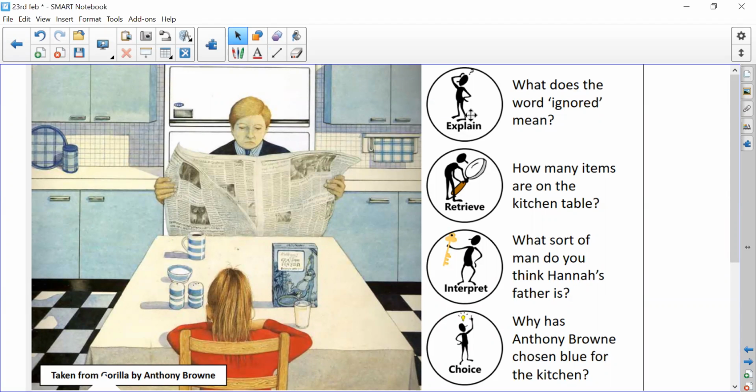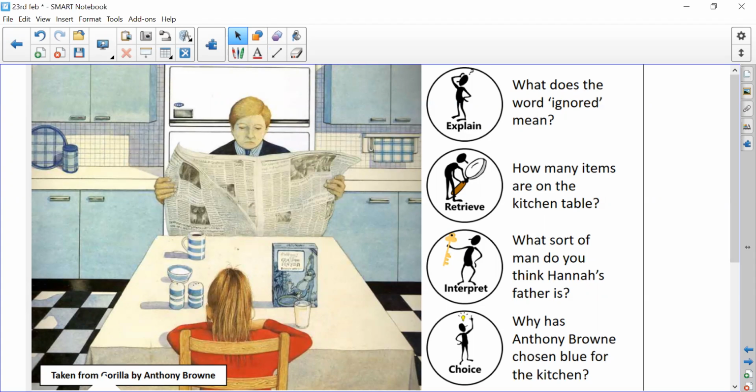So let's have a look. We've talked about explain, interpret. Choice is author's word choice, which we have talked about. That would come in our vocabulary. And here's the one we are focusing on. Remember that word? Retrieve.